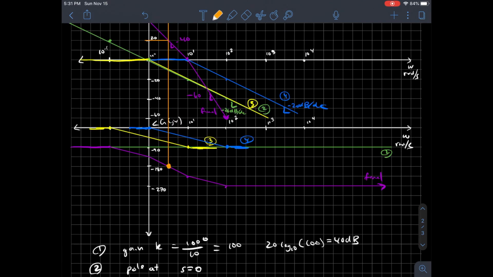The next thing I want to find is the phase margin. The phase margin is found by looking at what the value of the phase is at the point in frequency when the magnitude plot crosses 0 decibels. That happens right here at around 10 to the 1. And so I can draw a line straight down and look at where that's going to intercept my phase plot. That gives me what I call phi c.